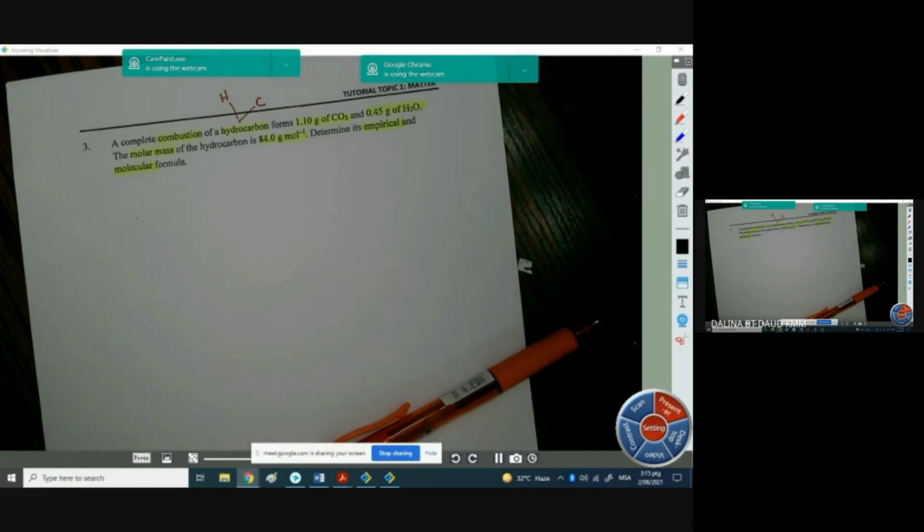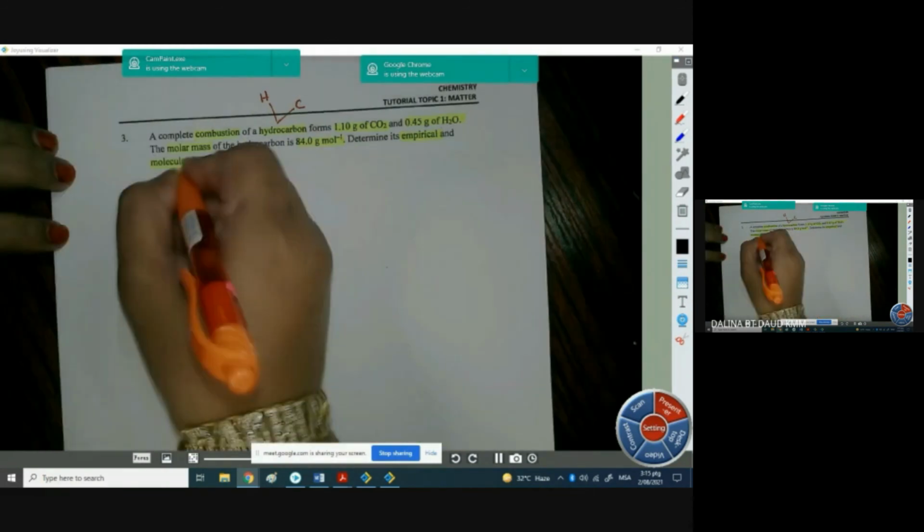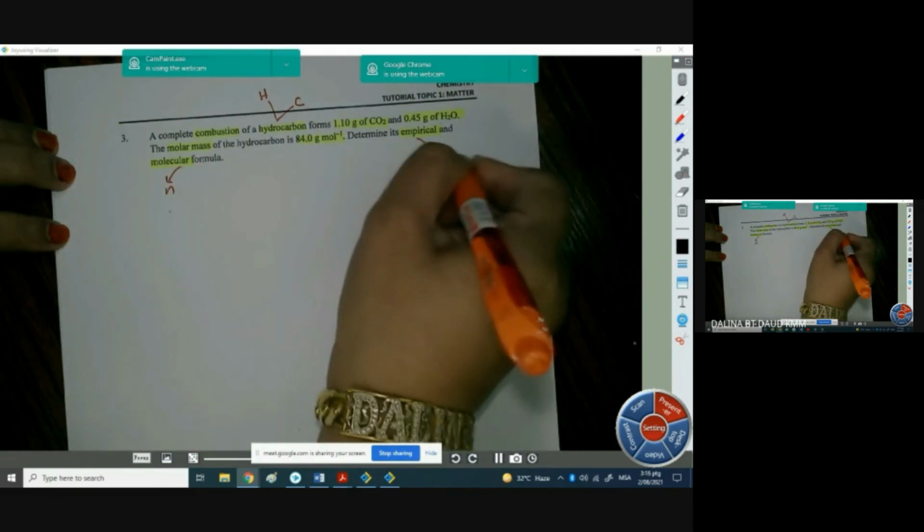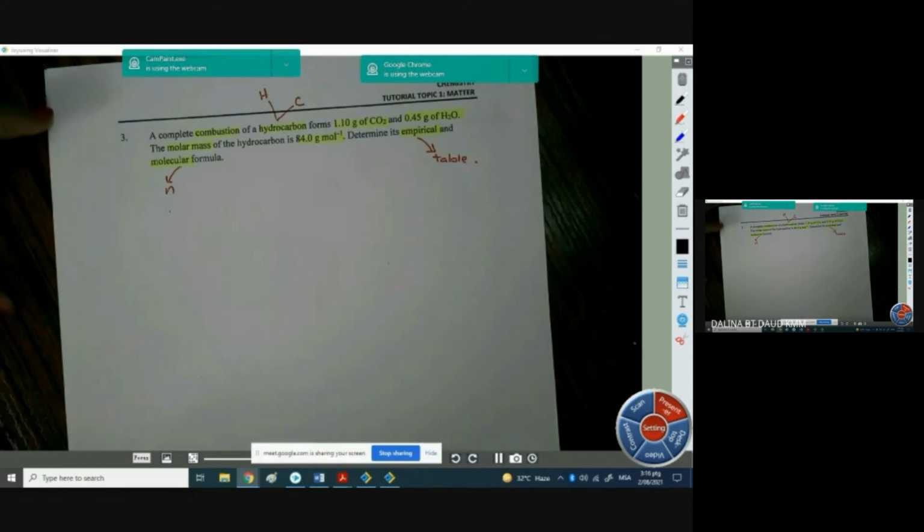Remember, kalau soalan tanya empirical formula, automatic you tahu you kena cari dan you kena buat table. Bila dia tanya tentang molecular formula, automatic you ingat you kena cari N. Macam tu. Yang ini kena cari N, yang ini kena buat table. Tu tips dia. Okay, so sekarang ni untuk buat table, kita tahu table dia mesti mass untuk atom.